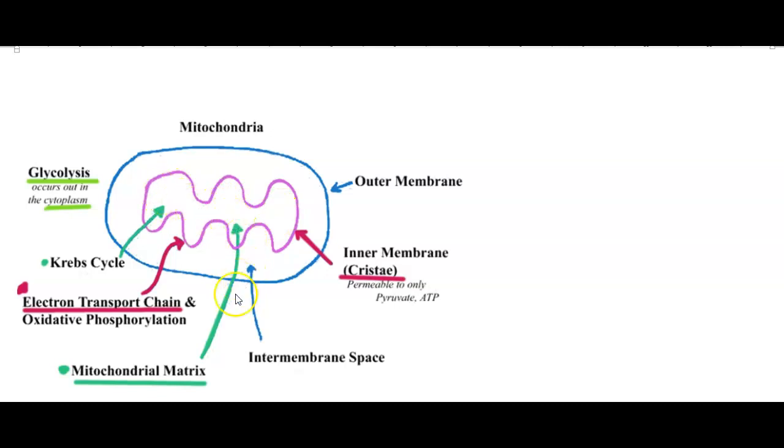Right here, we see that teal color, greenish color. We go into the matrix. The matrix is where the transition step takes place and the Krebs cycle. The Krebs cycle is also called the citric acid cycle or the citrate cycle. So, the two most common names are Krebs cycle, citric acid cycle. And they're all making their electron carriers. As soon as the electron carriers are made, they're going to go to the cristae. This is that purple.